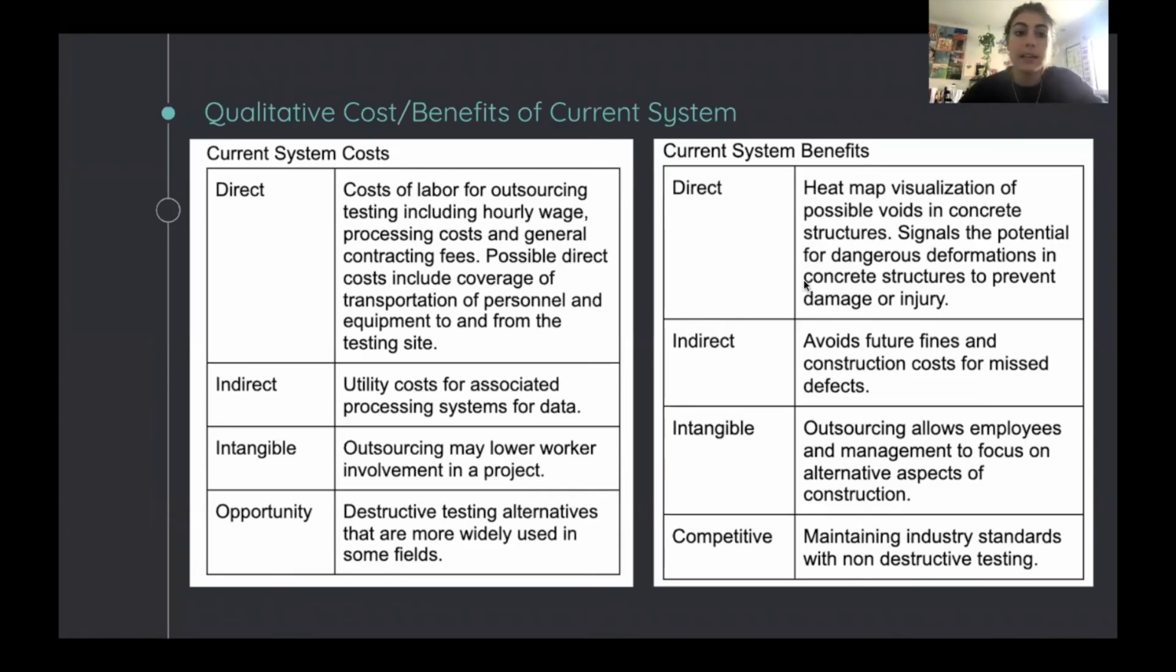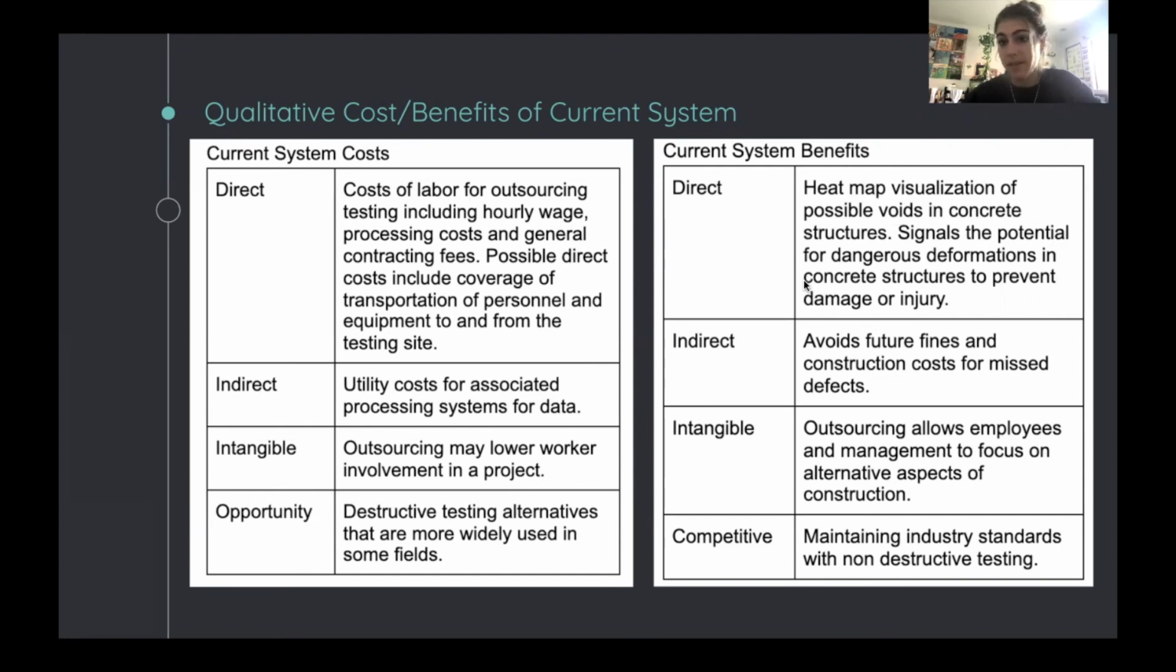In order to get a better idea of how our product fits into the market, we did a qualitative cost-benefit analysis of both the current system as well as our robot to make sure that it would be an economically viable option for the target companies. So looking at the current system costs, there's a high labor cost for outsourcing the testing, including hourly wage of the field engineers, the technicians, and the office engineers. And other direct costs include transportation, personnel to and from the site, and all processing of the equipment. Indirect costs for the current system include utility costs for processing data, which is relatively small.